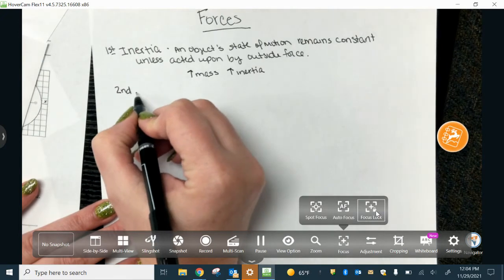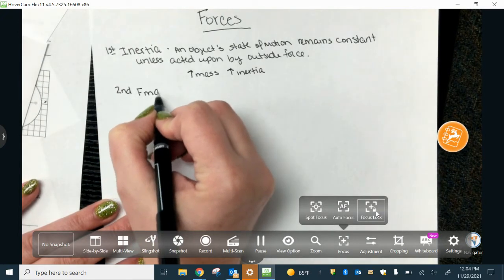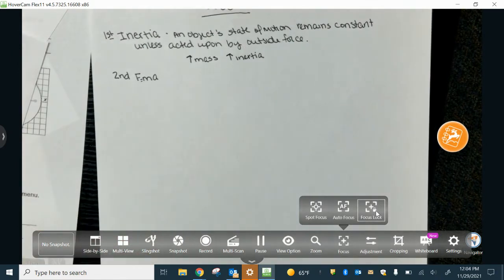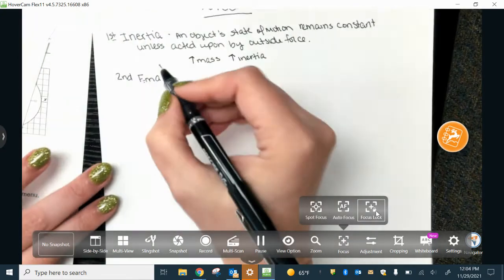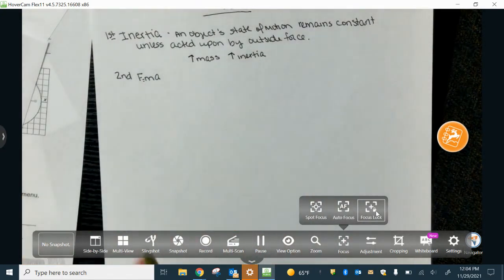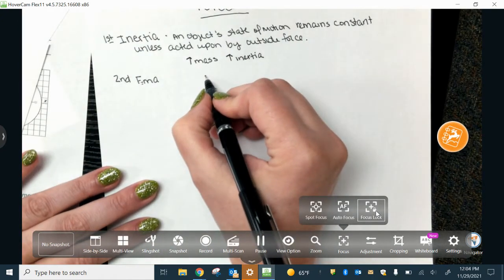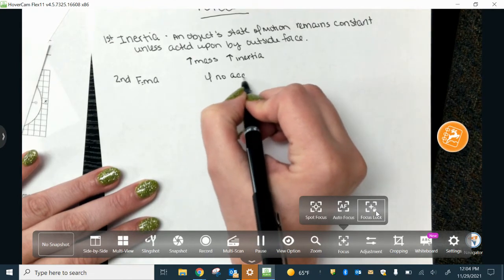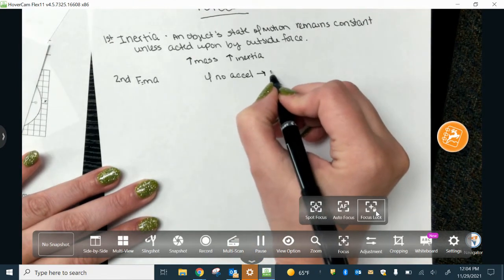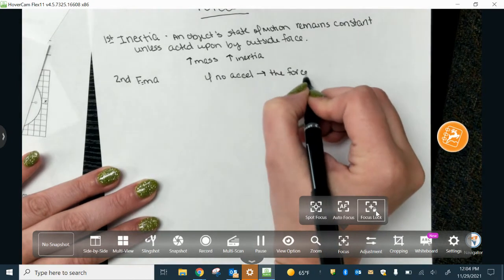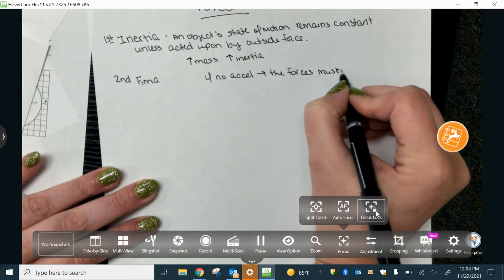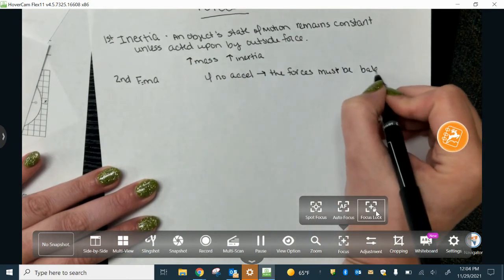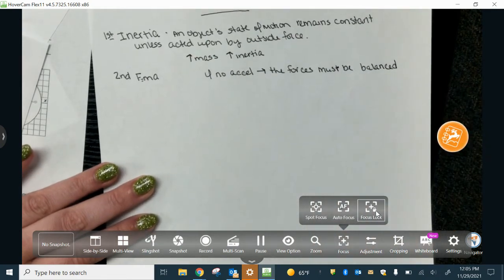Newton's second law is really just that formula. The force is equal to mass times the acceleration. If you have more acceleration or more mass, you're going to need more force to get those. This is also if there's no acceleration, then the forces must be balanced. Must be balanced.